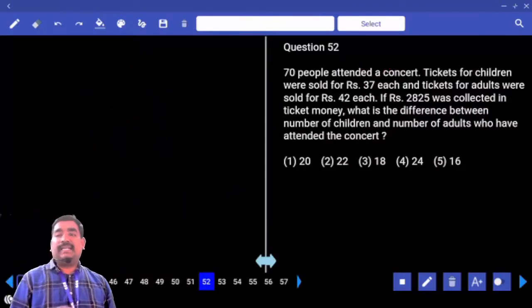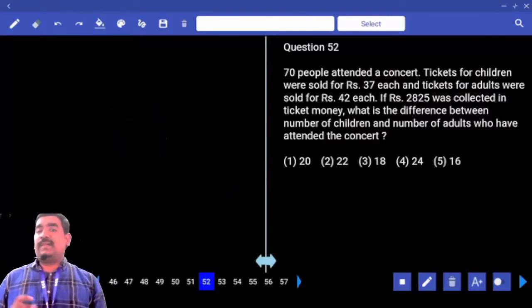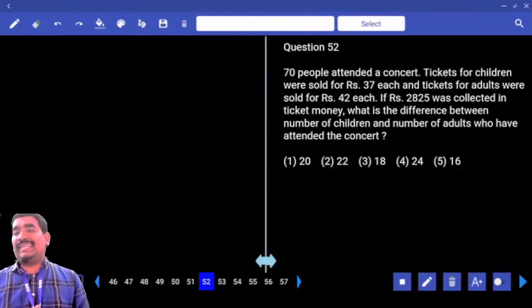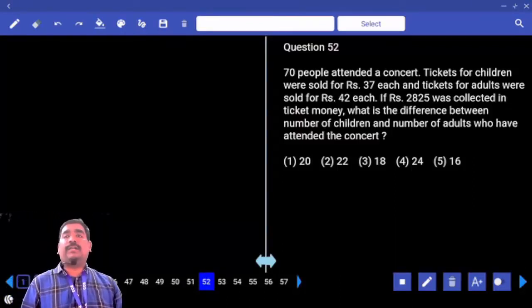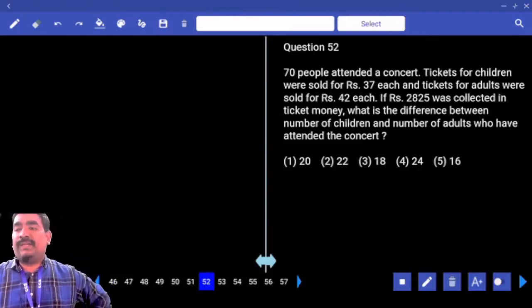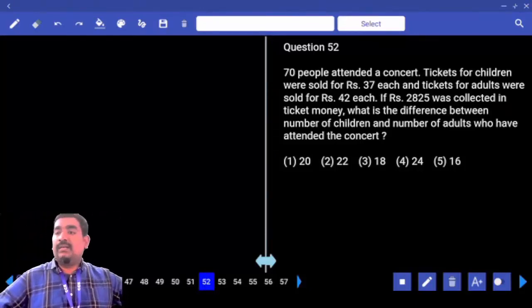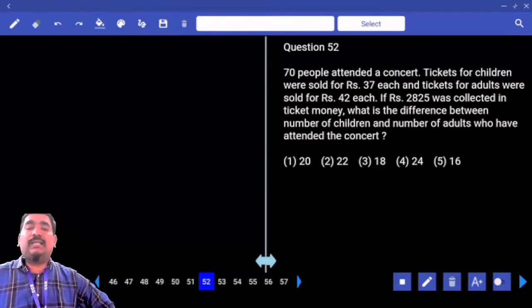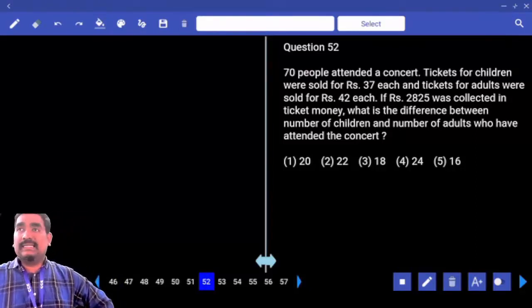70 people attended a concert. Tickets for children were sold for 37 rupees each and tickets for adult were sold for 42 rupees each. If 2,825 rupees was collected in ticket money, what is the difference between number of children and number of adult who have attended the concert?